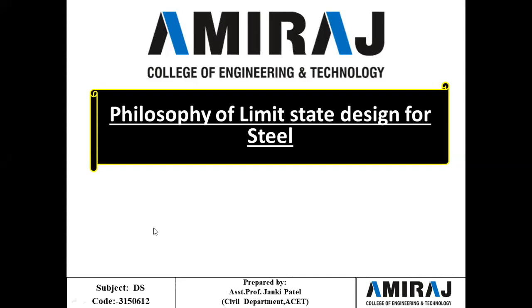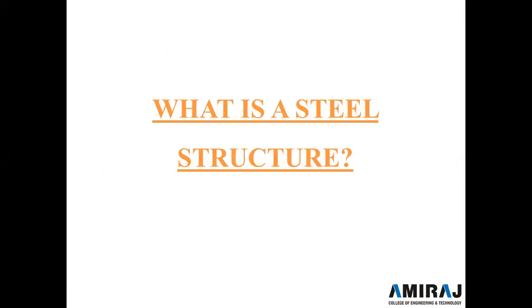Morning, students. I'm taking a lecture on design of structures, and the chapter is, I think, chapter 4, philosophy of limit state design for steel, right? Before we start this chapter, there are various topics like bolted connection, tension member, compression member, welded connections. What are these types of connections? And these basically are steel members, right?